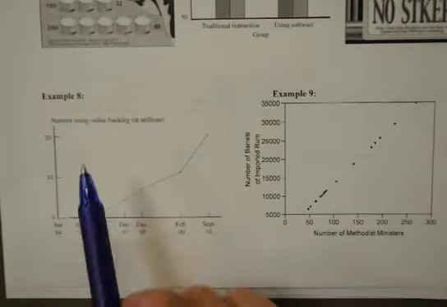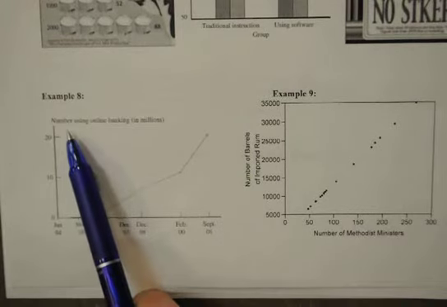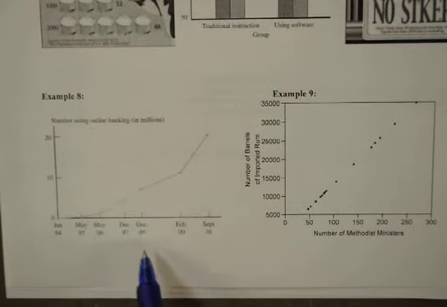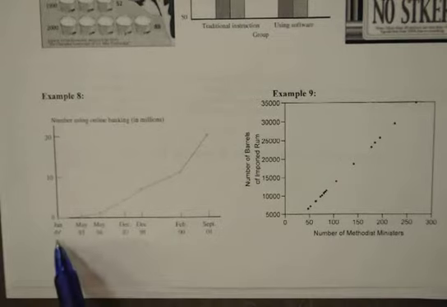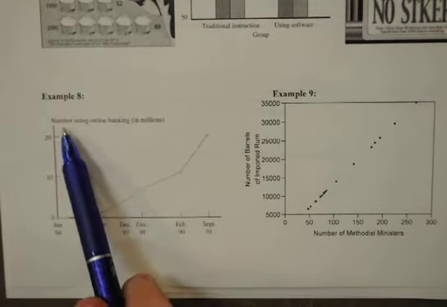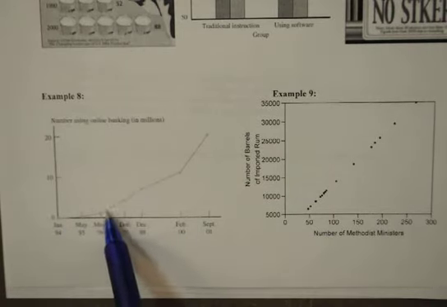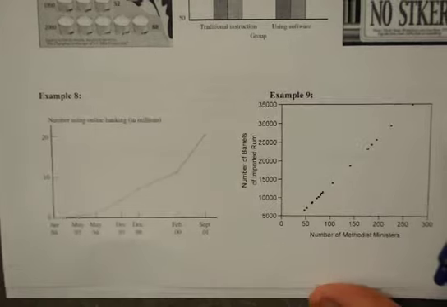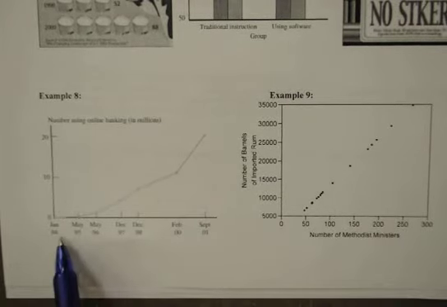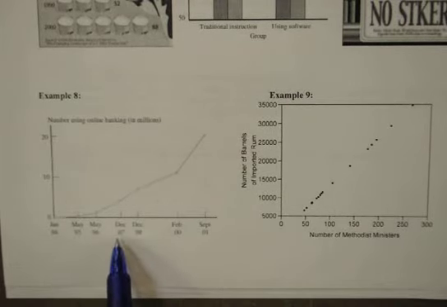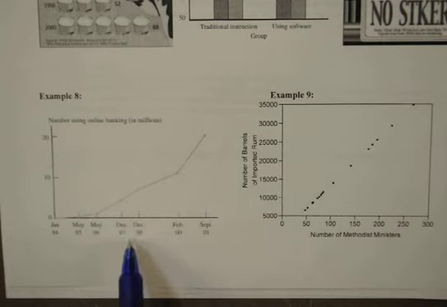Example 8 here. If you look, this is a time series plot, and this looks really good. If I was a banker, looking at the number using online banking in millions, we'd say, wow, look at that. There's a very positive trend. But then I'd look closely and say, why are the dates all weird? Why aren't these equal dates?